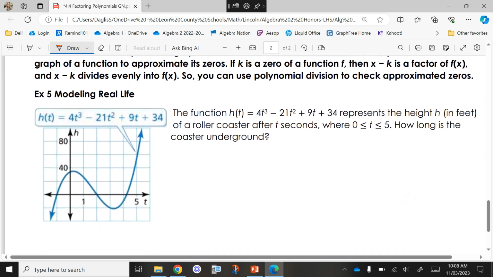Okay, so looking at this, this is a function that represents the height in feet of a roller coaster after t seconds, where t is between 0 and 5. How long is the roller coaster under the ground? So we are looking specifically at this piece of my function, correct? Okay. So I know one of those x-intercepts is what? That's definitely a 2. But I don't know this. It's 4 point something, right? 4 point something. I don't know exactly what it is.